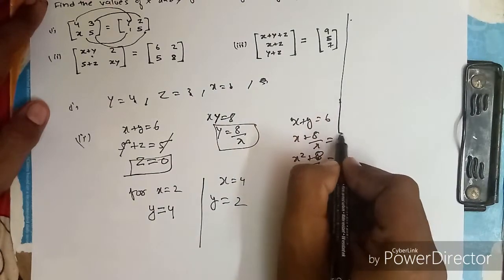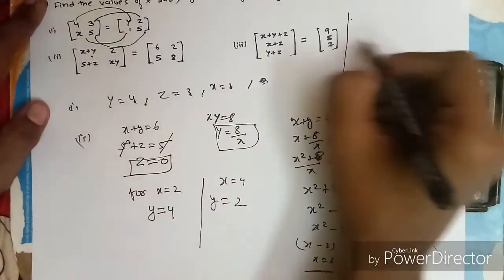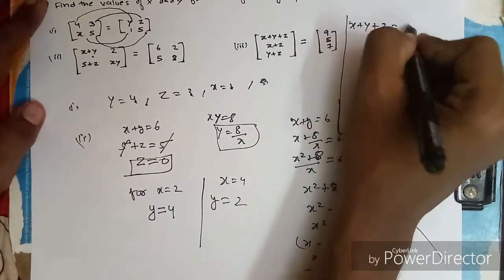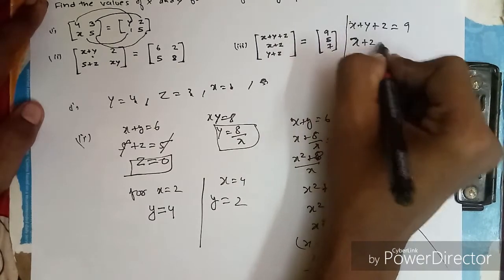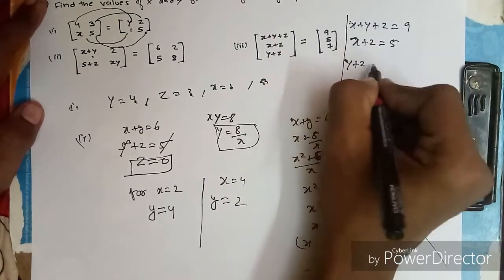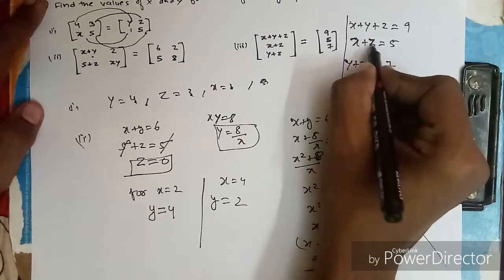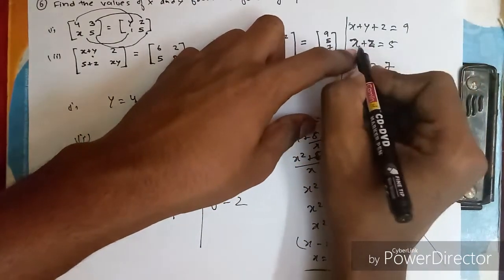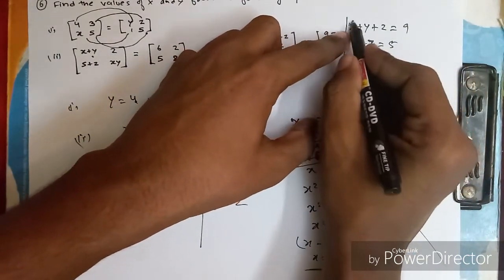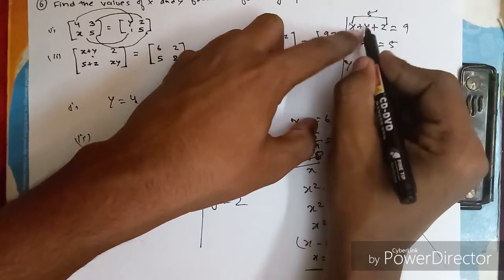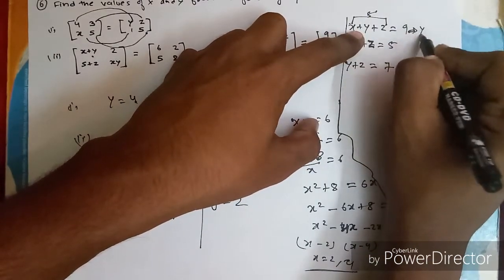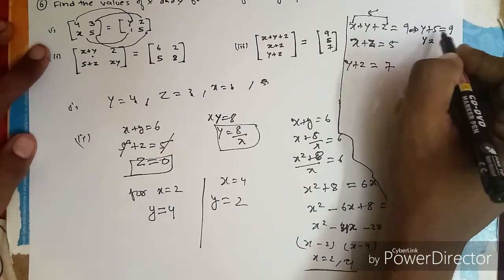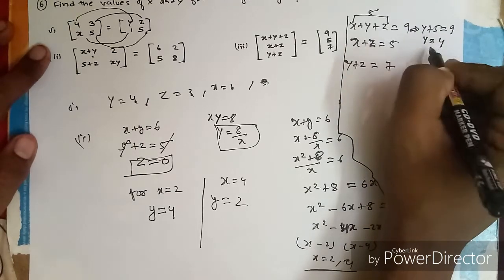The space is short, so I am doing it here. Okay, which says if we equate them, that is x plus y plus z equals 9, x plus z equals 5, y plus z equals 7. Okay, this is x plus z. So in this, from 2 we get x plus z equals 5. Just look at this, x plus z is 5, so y plus 5 equals 9, so y comes out to be 9 minus 5 is 4, so the value of y is 4.